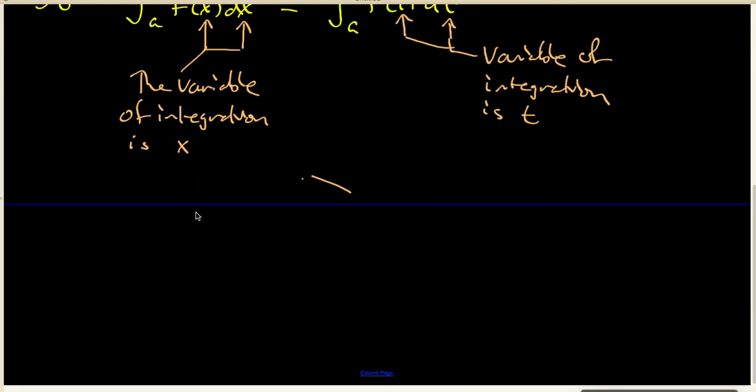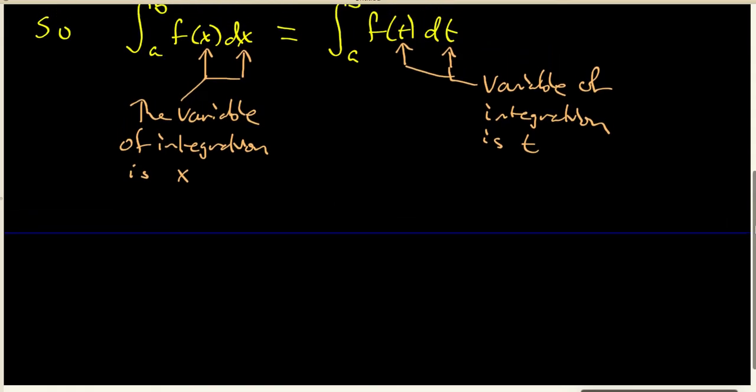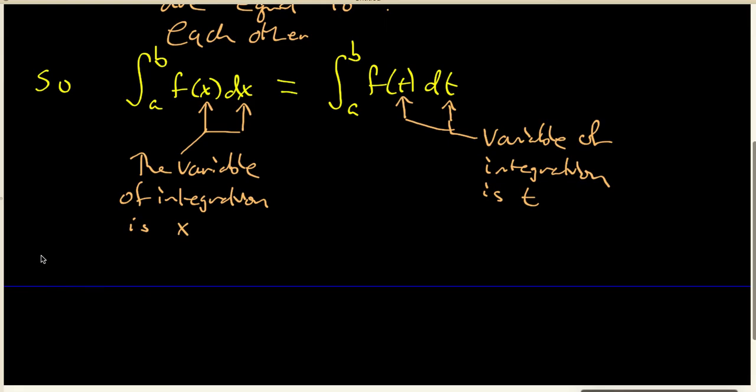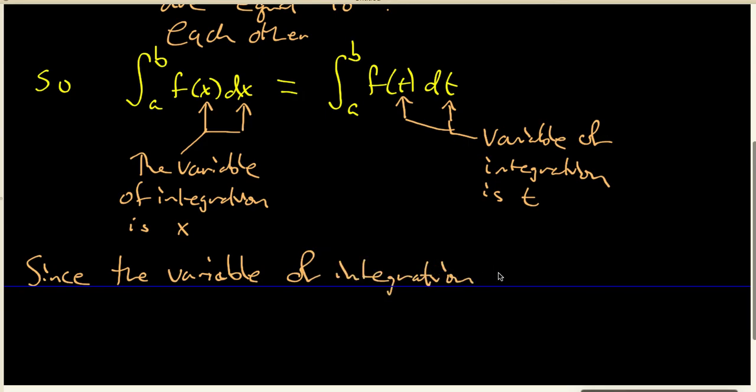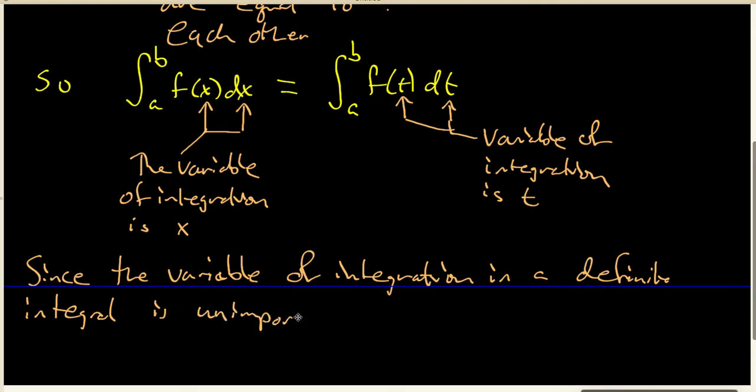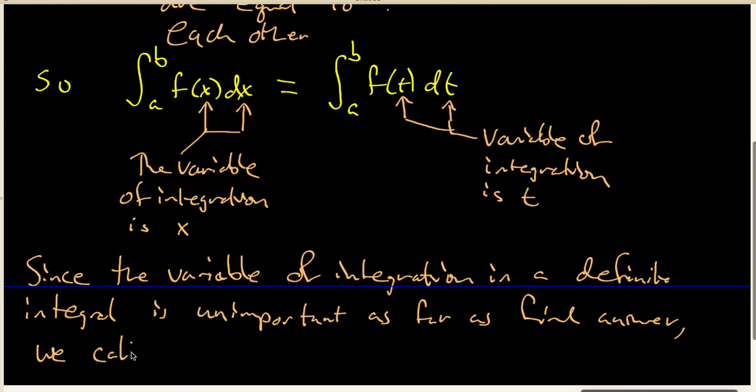Since the variable of integration in a definite integral is unimportant as far as the final answer goes, we call that kind of a variable a dummy variable. So we call this variable a dummy variable. And let me write that word more clearly.